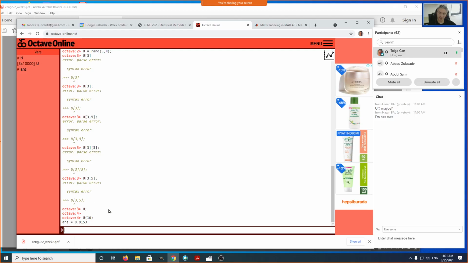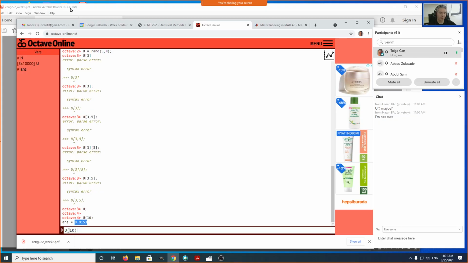Since this is a two-dimensional matrix, I expected it to show me 3 elements, but you may take a look at that later. What you see here is that the numbers it generated are between 0 and 1. That's the important thing I want to show you here. These are uniform random variables.